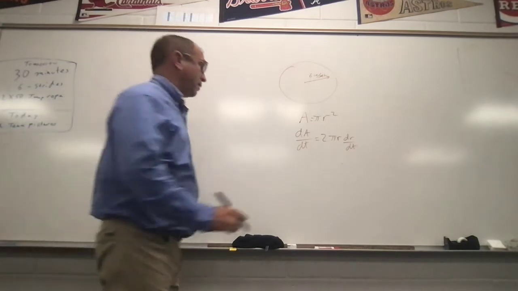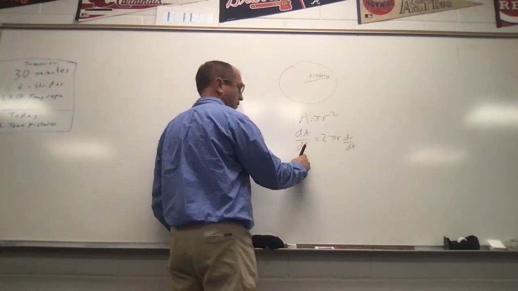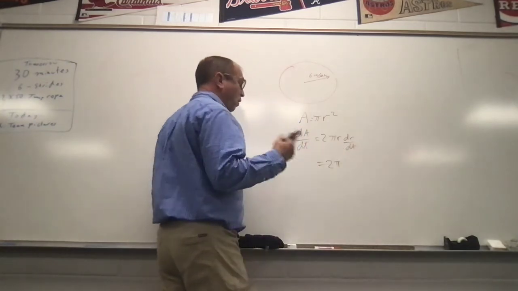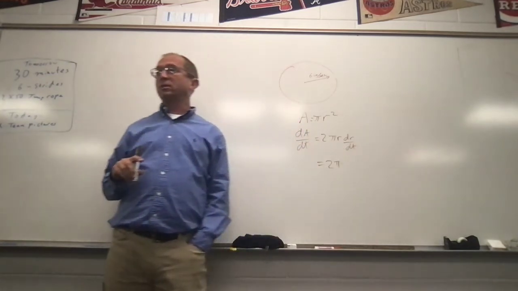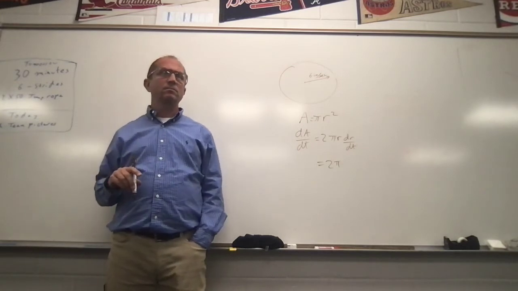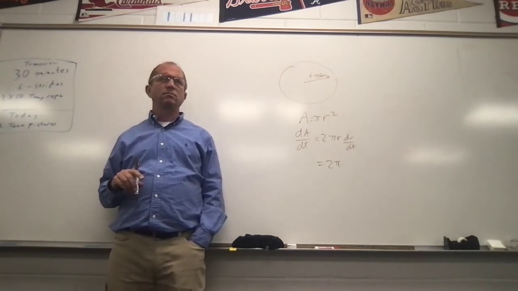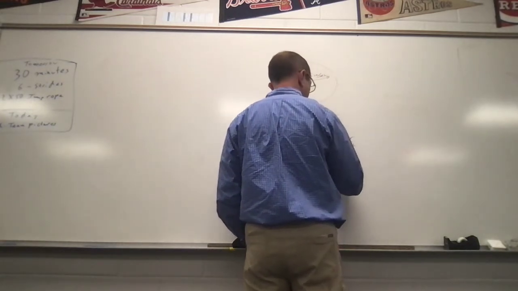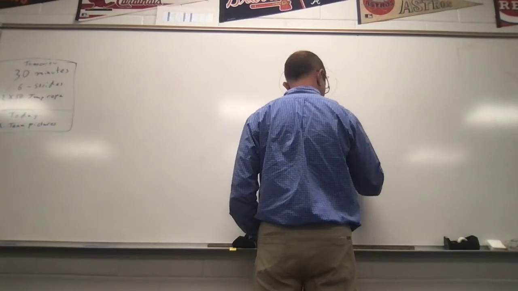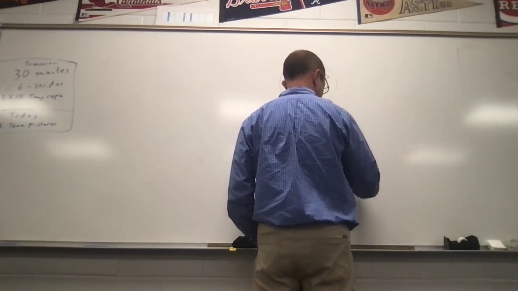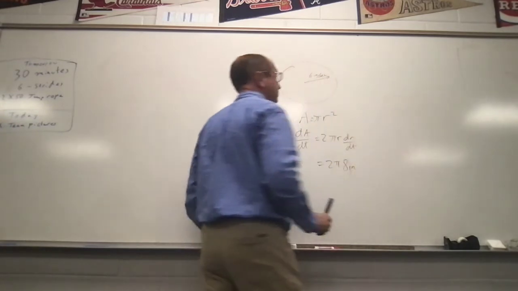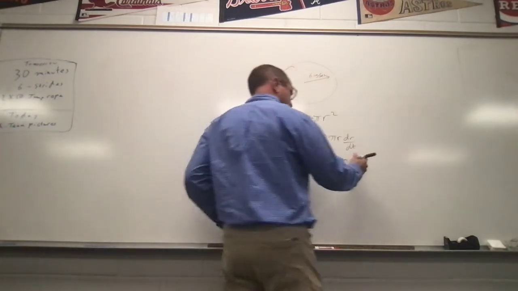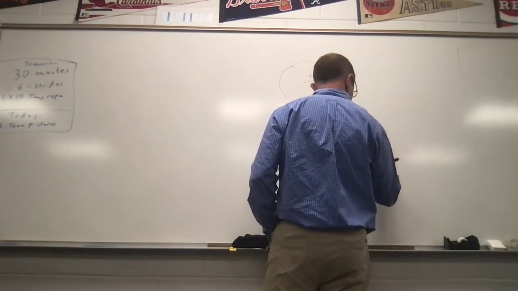All right, well, the rate of change of the area is what we're wanting to know. So we have 2 pi times, all right, now what is the radius length that I'm interested in? 8. And my rate of change of my radius is what? 6 inches per second.